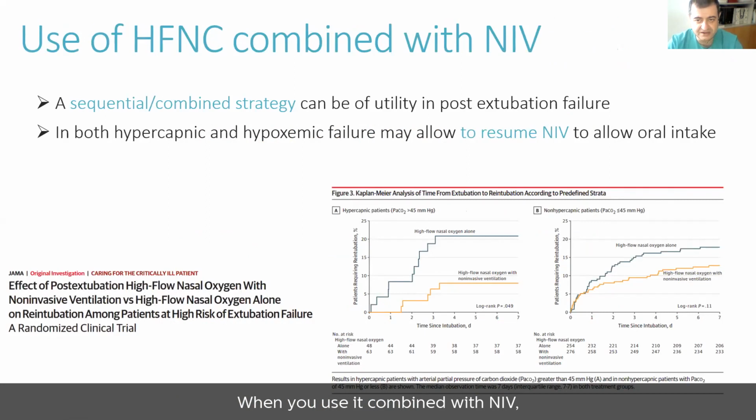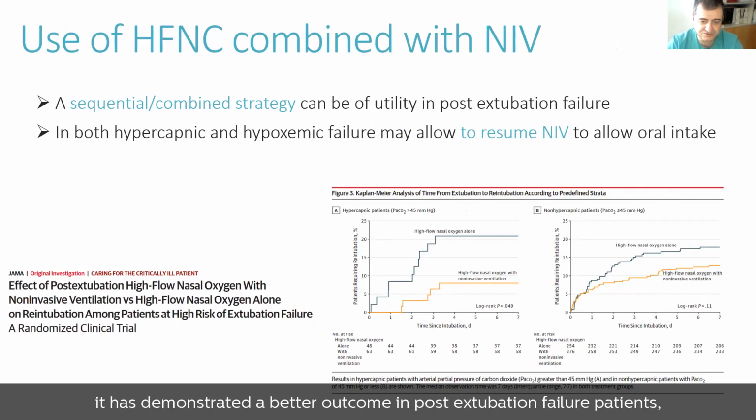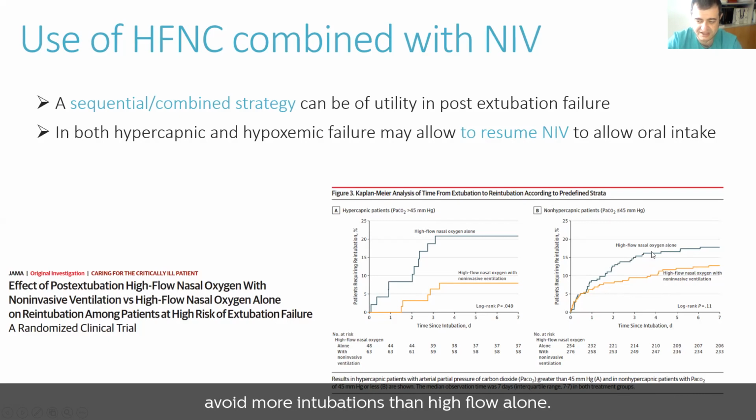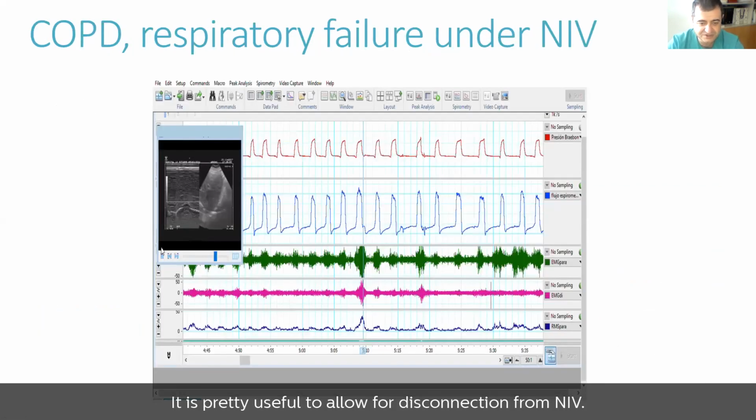When you use it combined with NIV, it has demonstrated a better outcome in post-extubation failure patients, especially in those who are hypercapnic, reflecting that probably NIV is the way to go in patients with hypercapnia. But also in non-hypercapnic patients, high flow combined with non-invasive ventilation avoids more intubations than high flow alone. It is pretty useful to allow for disconnection from NIV.